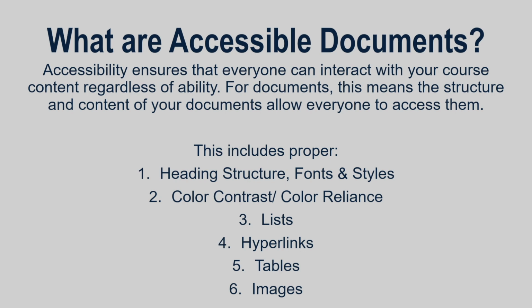So what are accessible documents? Accessibility ensures that everyone can interact with your course content regardless of ability. For documents, this means the structure and content of your documents allows everyone to access them. And this includes proper heading structure, fonts and styles, color contrast and color reliance, lists, hyperlinks, tables, and images.